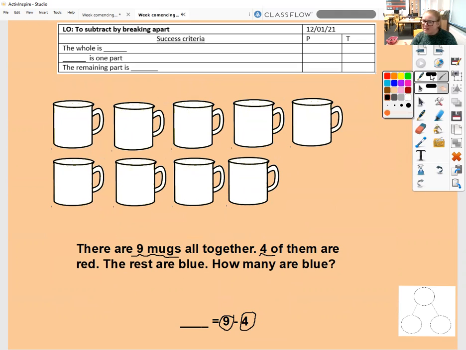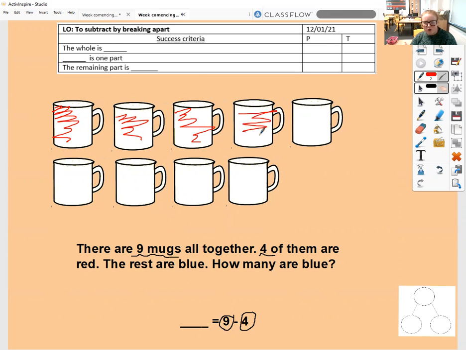I could colour these in red. That's one way of doing it. So I know that 4 of these are red. So 1, 2, 3, 4. I know that those 4 are red and they are the first part.